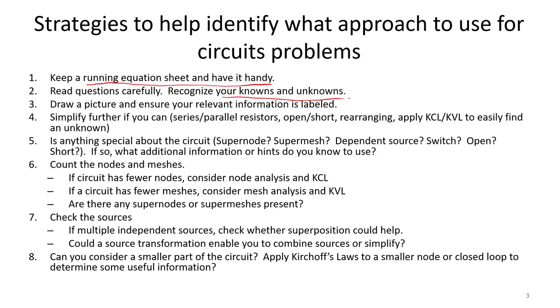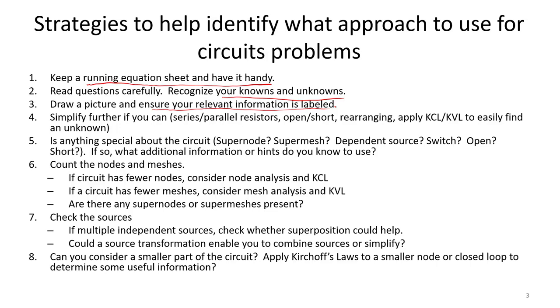Another extremely powerful strategy is to draw a picture and ensure your relevant information is labeled. Many students often get stuck on problems because they're having trouble visualizing the circuit and really seeing what all the knowns and unknowns are. But if you clearly label your knowns and unknowns in a circuit picture, it can be a lot easier to figure out what more information do you need and what information do you have. Also, drawing a picture can help you get more partial credit on homework and on exams.